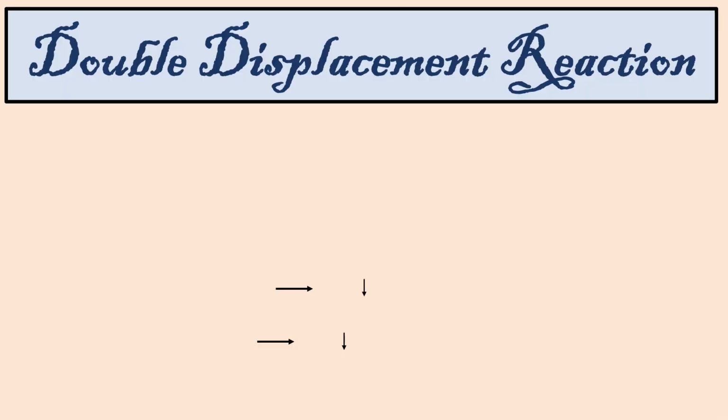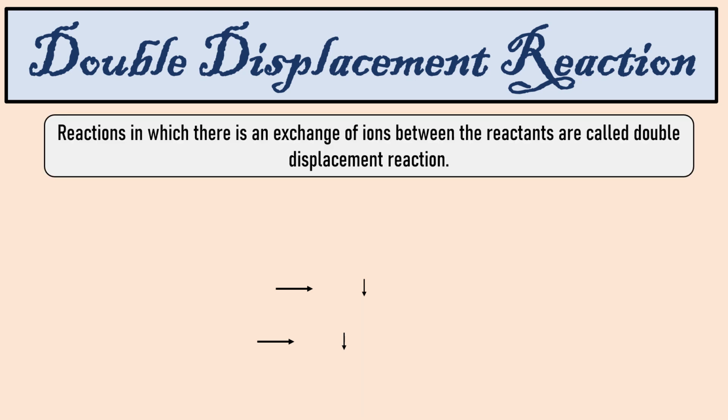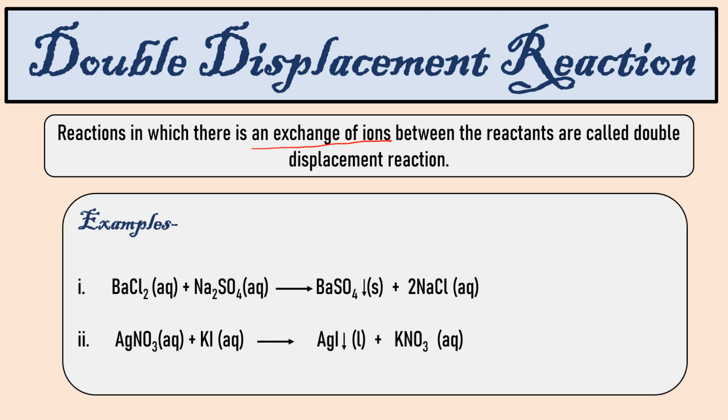Now children, we move on with double displacement reaction. In double displacement reaction, two different atoms or groups of atoms displace other atoms or groups of atoms. Let's understand it better with the definition. A reaction in which there is an exchange of ions between the reactants is called a double displacement reaction. Let's see an example and understand it better.